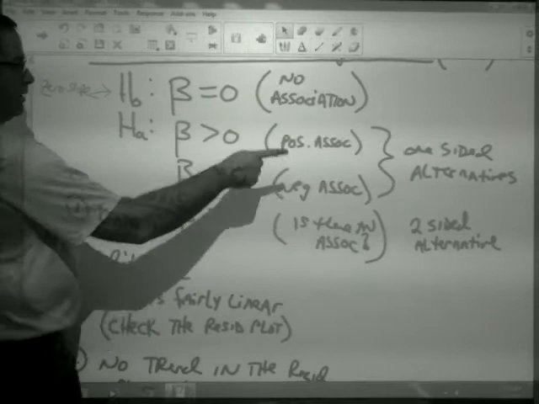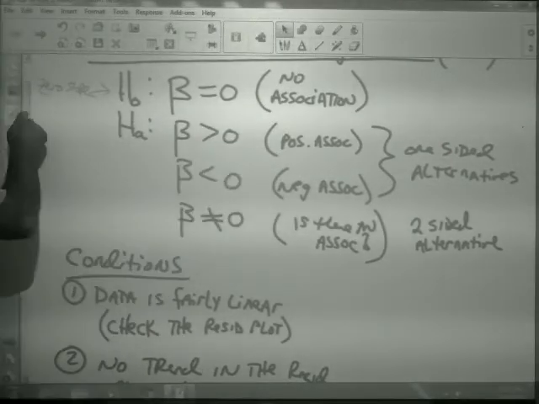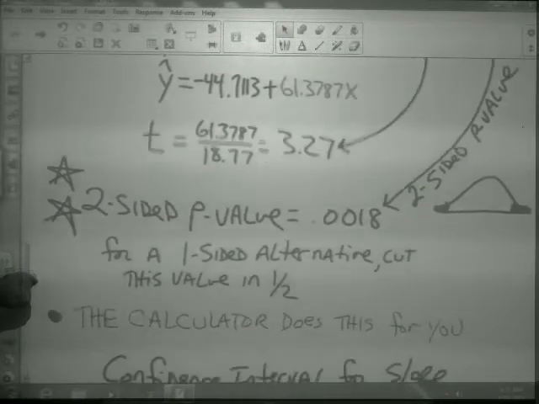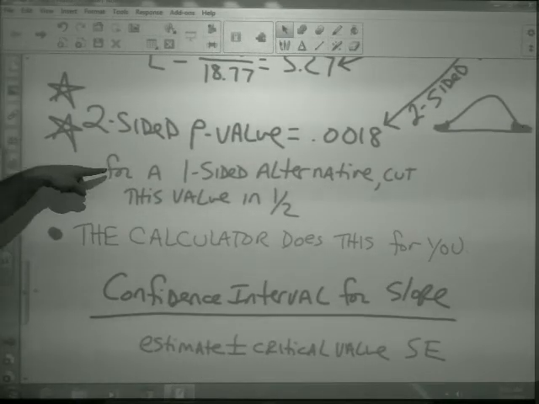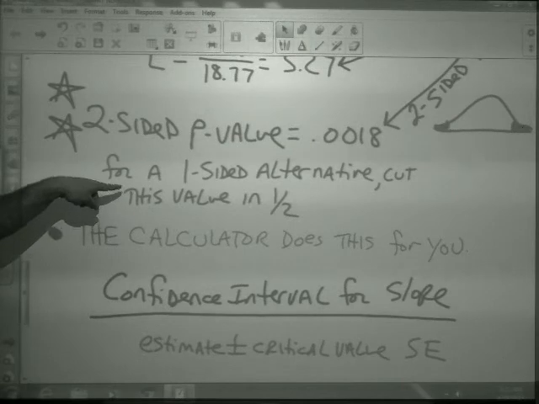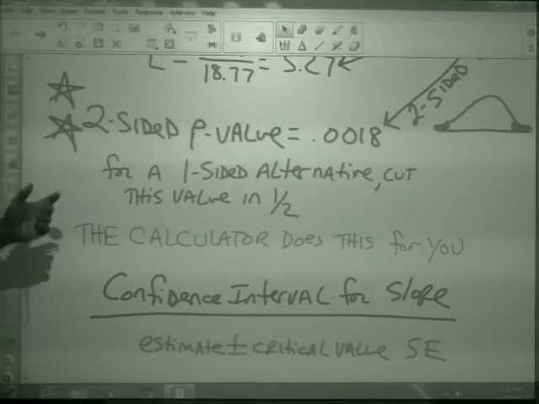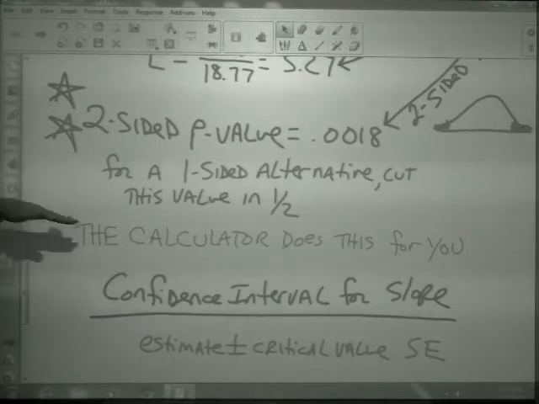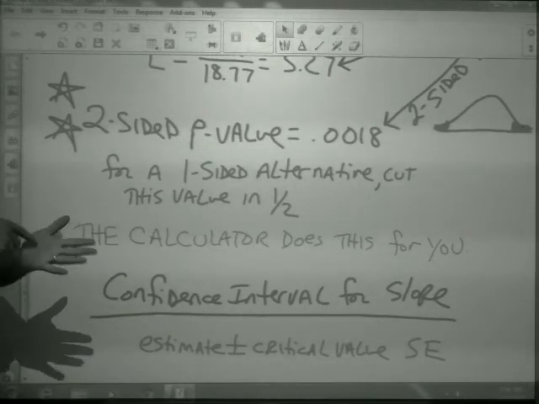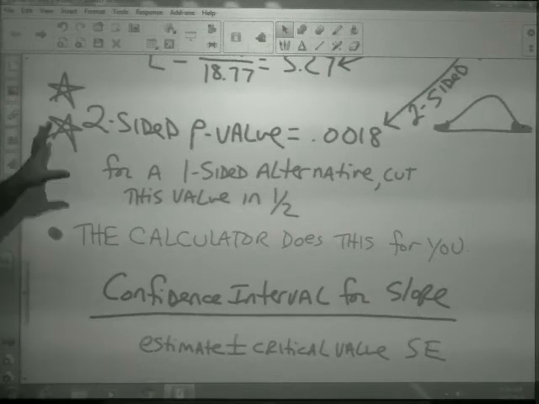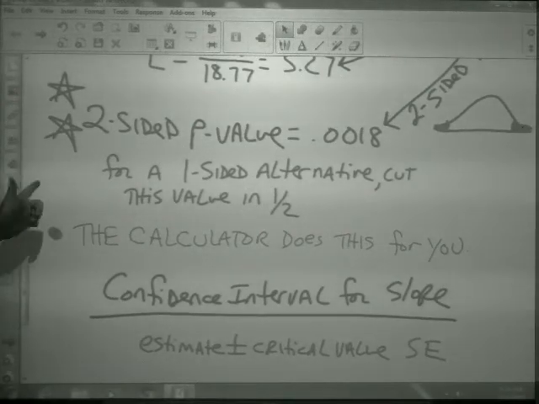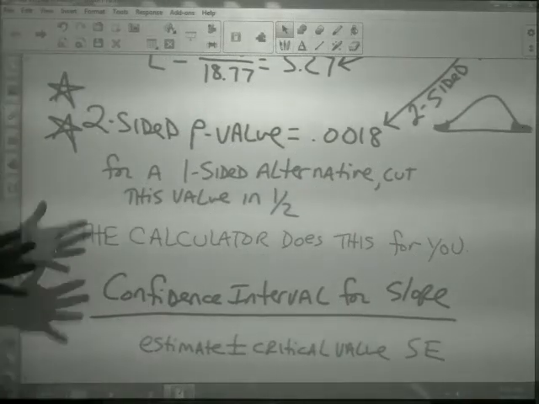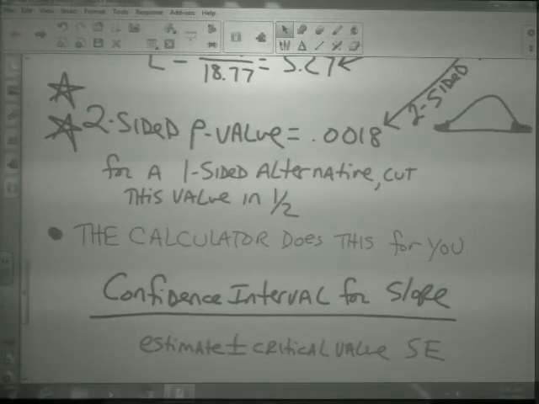Okay? If you have a one-sided alternative, you would take that computer output value and chop it in half. So for a one-sided alternative, cut this value in half if you're reading computer output. If you're using your calculator, the calculator will do it for you. Don't have to worry about it. If you're using your TI, no worries. If you're reading computer output, just pay attention that the p-value given is for a two-sided alternative, and if you're doing a one-sided, you'll chop that in half.